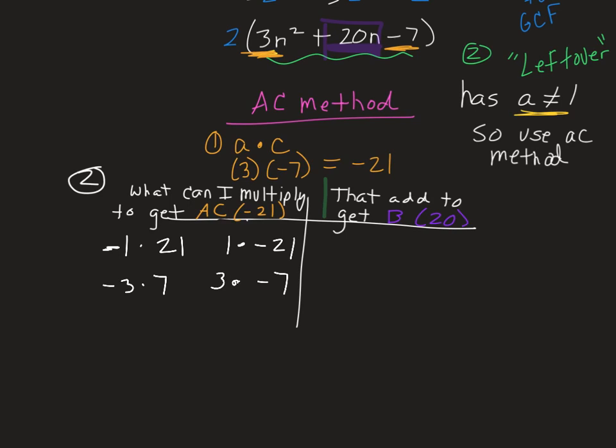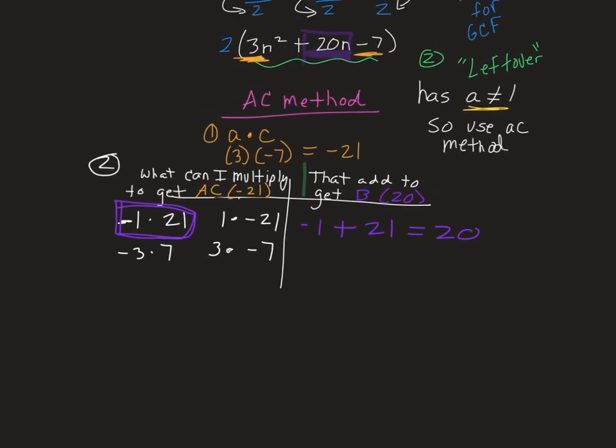So let's see if any of those sum up to 20. So let's start off with negative 1 plus a positive 21. Oops, there we go, my very first one. Negative 1 plus 21 is equal to positive 20. So those are my two numbers I need right there: what multiplied to get negative 21 also adds to get 20. So what am I going to do with those numbers?